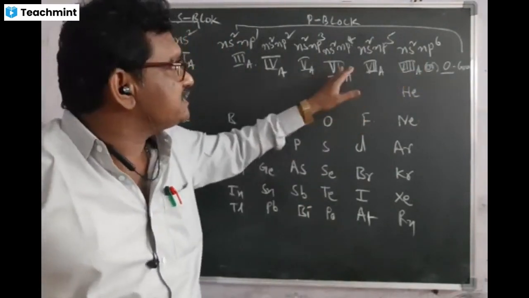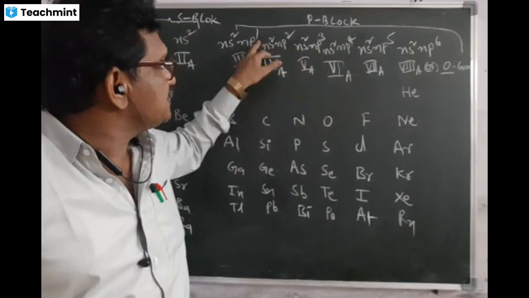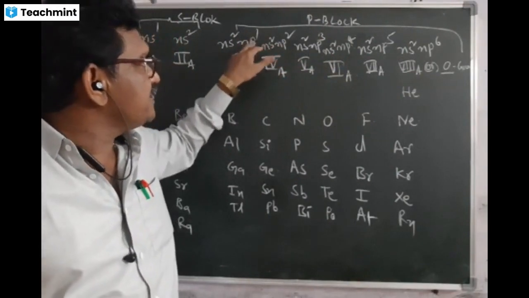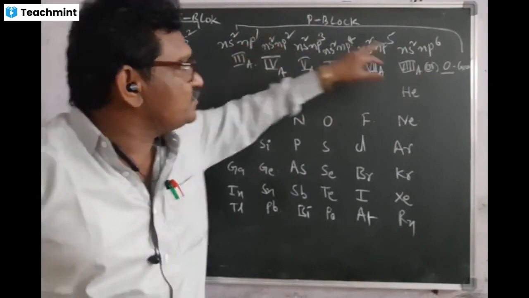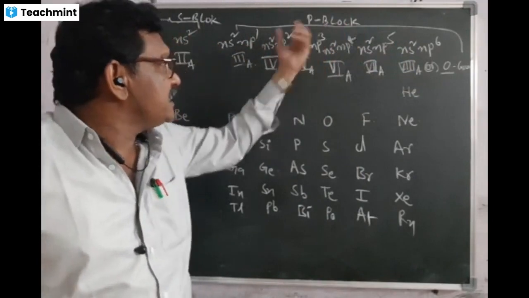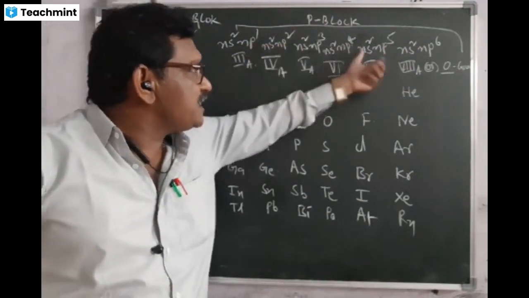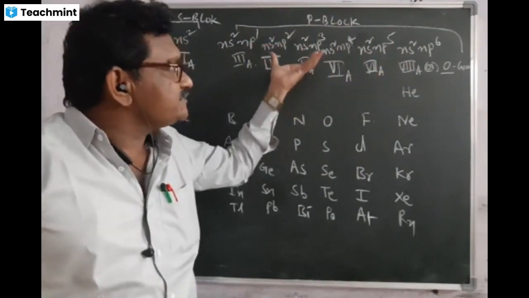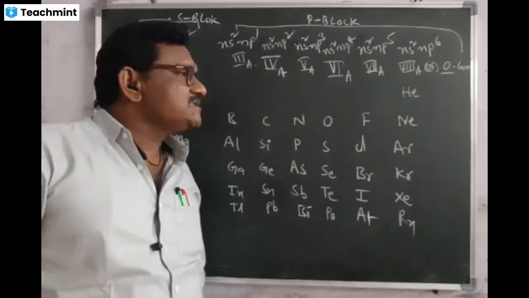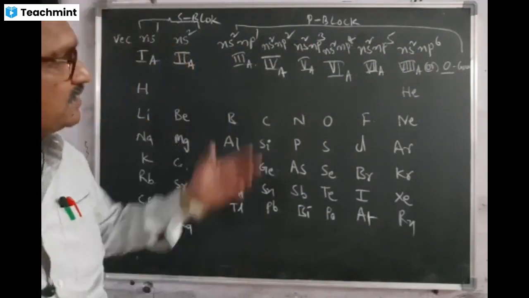Why are these called p block? Here, see, electrons gradually occupy the p orbital from p1 to p6. That means the electron enters into the p orbital. What is that? The p subshell, nothing but the valence subshell.